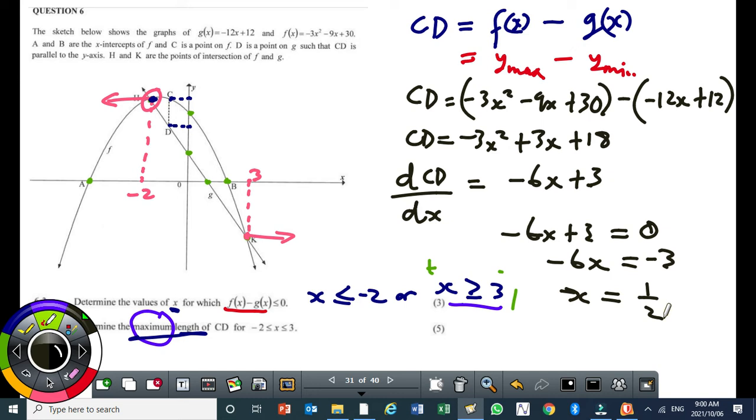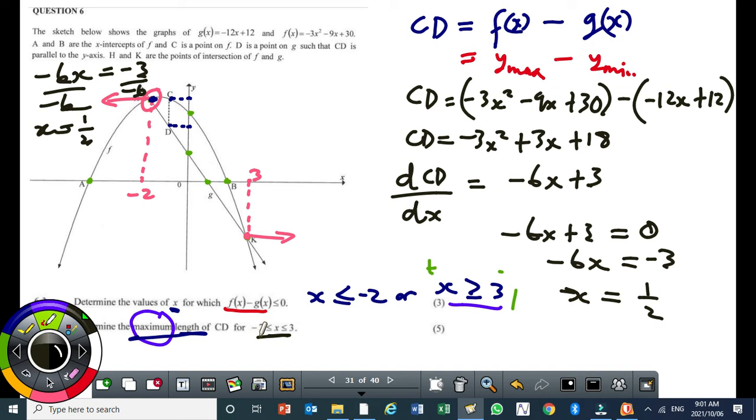It's not like minus, see where it was minus 6x and the minus 3 there. So eventually our answer has to be positive. We have got minus 6x equal to minus 3. If you divide by minus 6 both sides, the final answer is going to be positive a half. Now, do you agree with me that a half is within this interval? It's between minus 2 and 3.